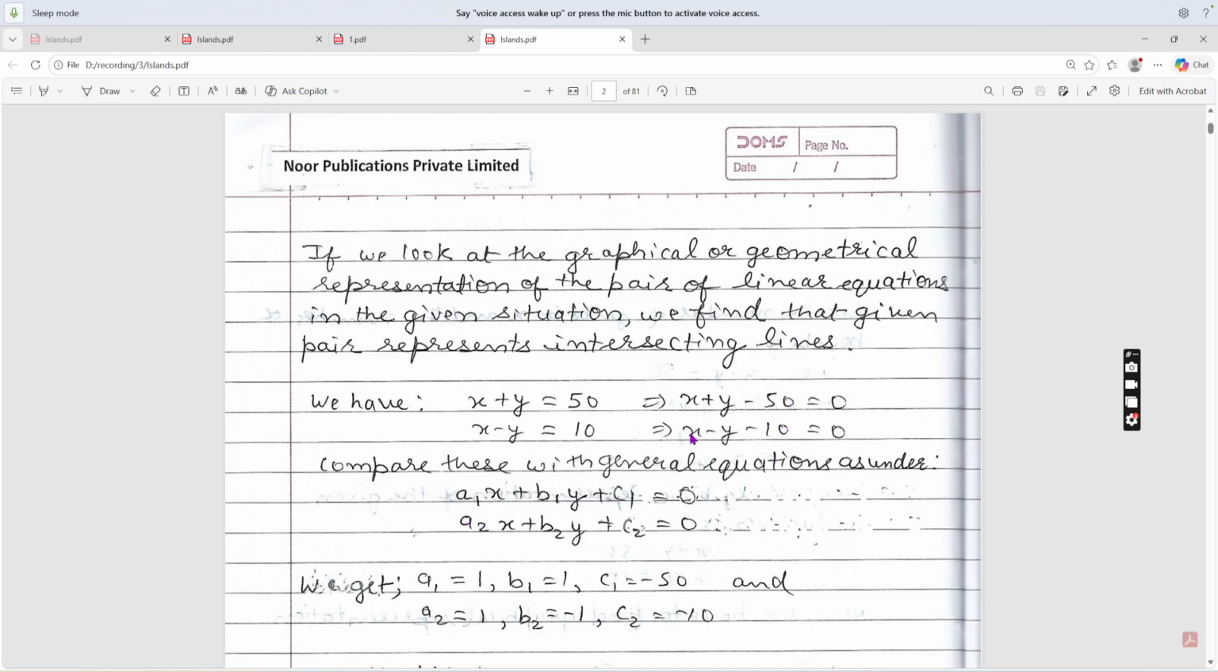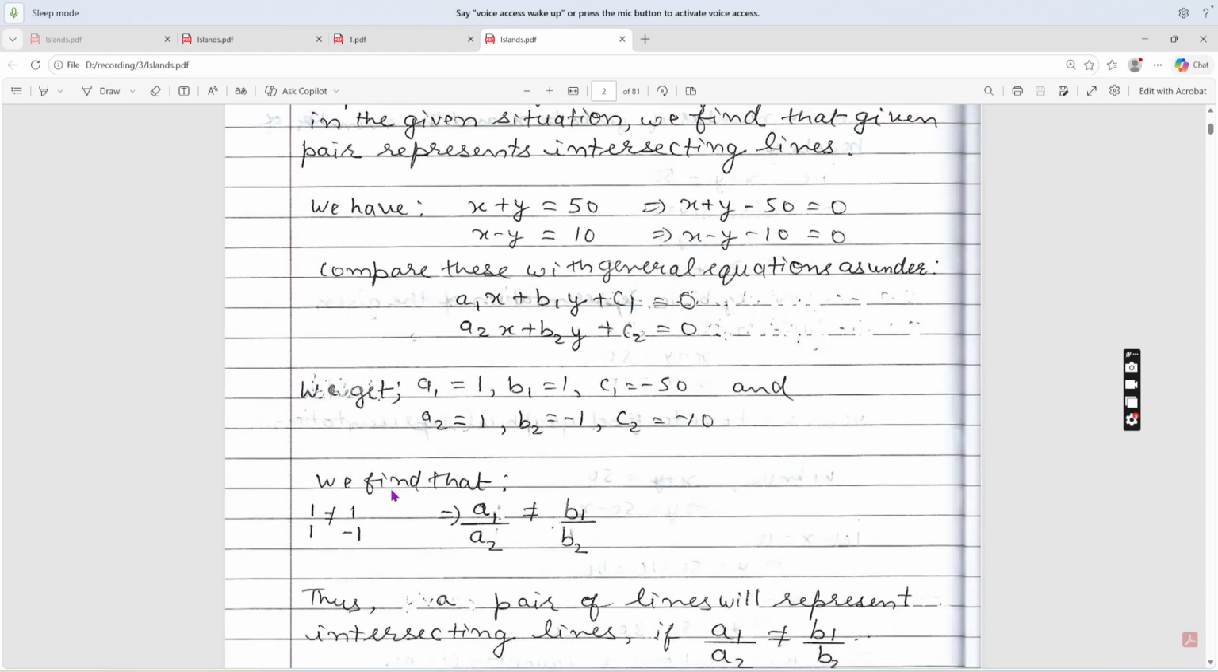a2 is the coefficient of x in the second equation, that is 1. b2 is the coefficient of y in the second equation, that is minus 1. And c2 is the constant term on the LHS which is minus 10. So c2 is equal to minus 10. Now clearly we can see that 1 upon 1 is not equal to 1 upon minus 1. Hence we can say a1 upon a2 is not equal to b1 upon b2.